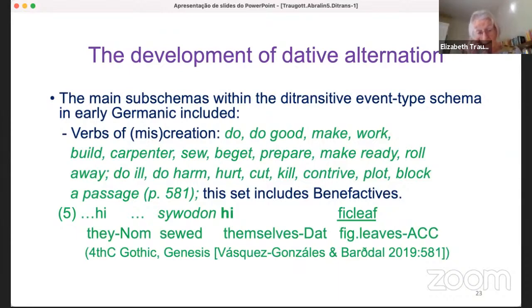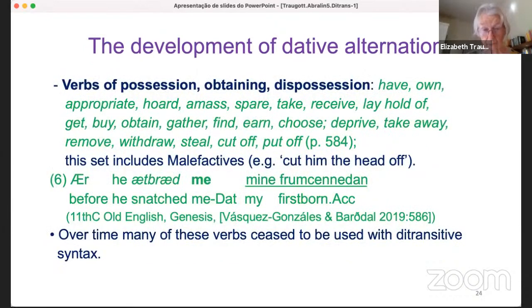And this set includes benefactives, as in five. They sowed themselves fig leaves. This is from Genesis in the Bible. So they is in the nominative, sowed, he themselves in the dative, fig leaves in the accusative. So there's that one set of creation and miscreation.